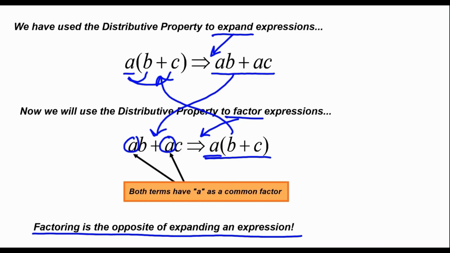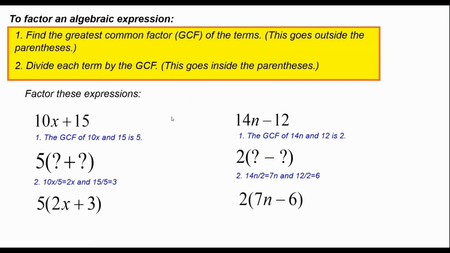So how do you do that? To factor an algebraic expression, the first thing we need to do is find the greatest common factor, or the GCF, of the terms that we are factoring. And this is what's going to go outside the parentheses, because everything that we factor is going to have some number outside the parentheses and then something inside the parentheses, because we're undoing the distributive property. So the greatest common factor is going to go outside the parentheses, and then we just divide each term by the greatest common factor, and that tells us what goes inside the parentheses. So let's take a look at a couple examples here, and that might clear that up a little bit.